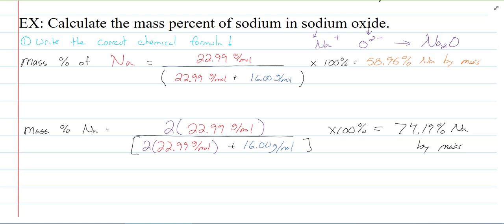So the takeaway here: mass percent overall is probably not that difficult, not really a new concept for most of us. It's the percentage of anything. The new thing that we have to do is be patient and always make sure we have the right chemical formula. Vital.